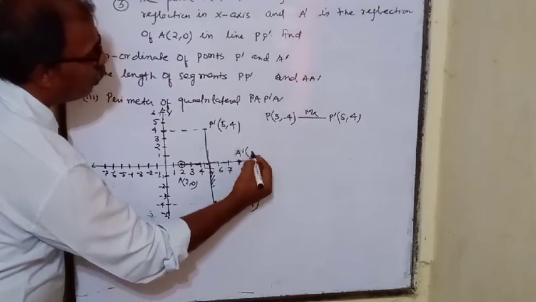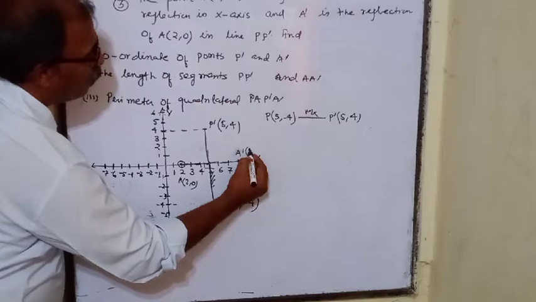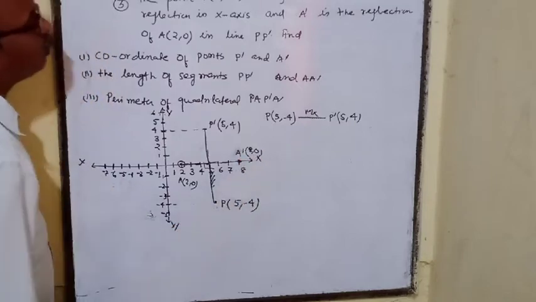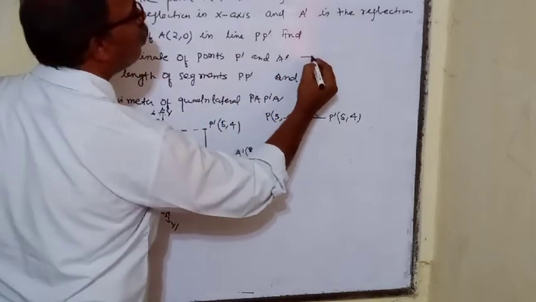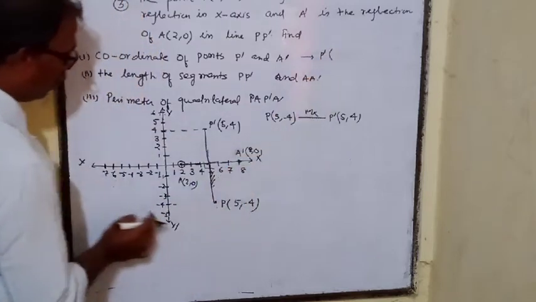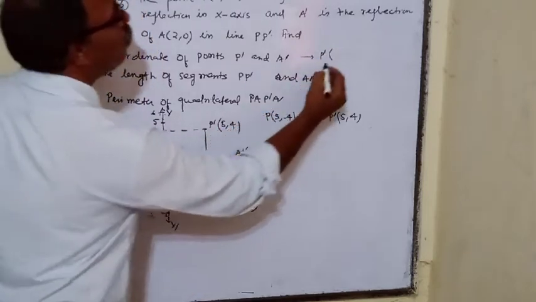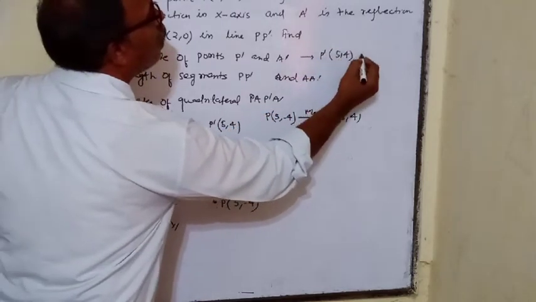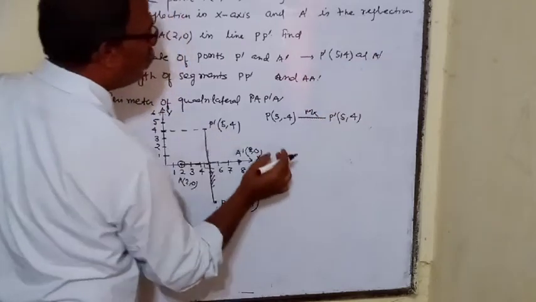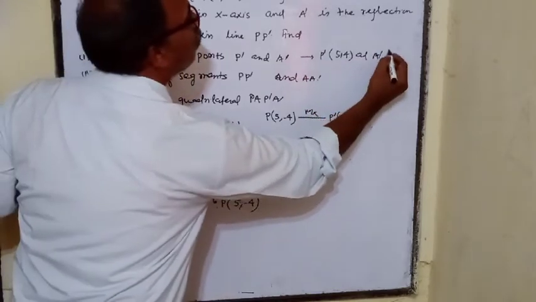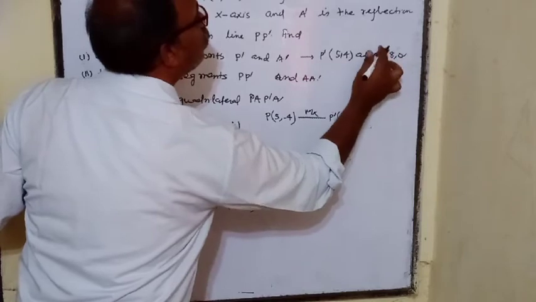So what will the A dash coordinate be? (8, 0). So from here we got the solution. P dash is (5, 4), and A dash is (8, 0).